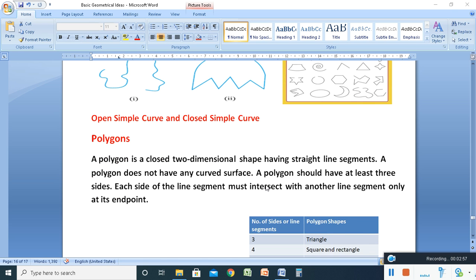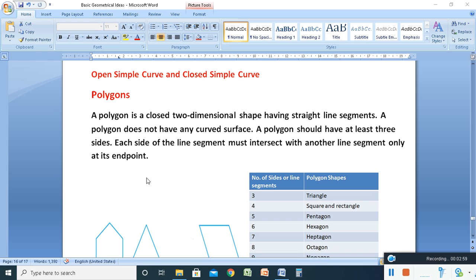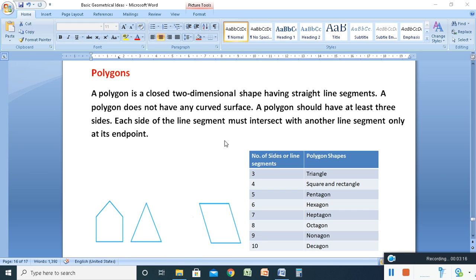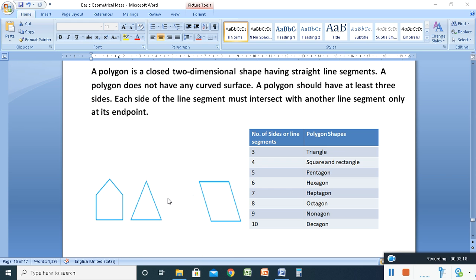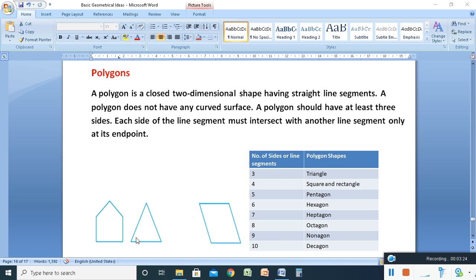So we'll move on to the next topic, polygons. Polygons are nothing but plane shapes. Plane shapes mean two-dimensional shapes, having straight line segments which form polygons. A polygon does not have any curved surface. If you take a polygon, a curved surface does not come under a polygon. All the sides are line segments. Only line segments can form polygons. And a polygon should have at least three sides. So the starting polygon is a triangle.